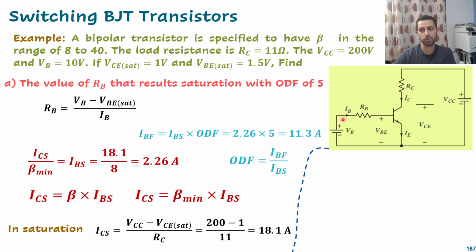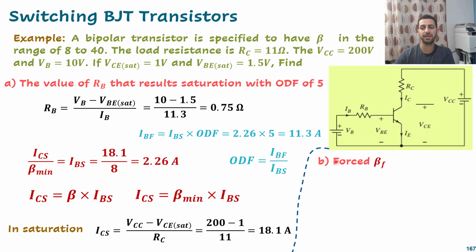So we have to push here, after overdriving, 11.3 ampere. I know now the base current that I should be pushing, okay? So now, after knowing all the other values, I think the value of RB will equal 0.75 ohm. So this is the design of the circuit.